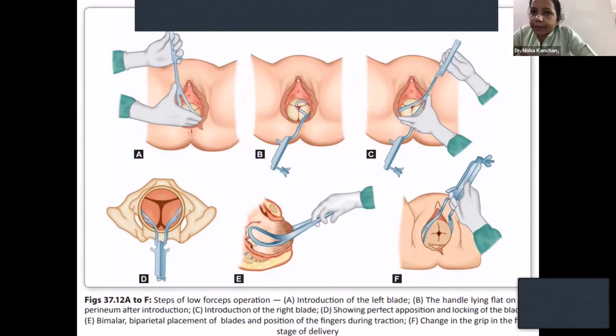Now the second picture B, the left blade is applied. That is where the blade is going to be inside. And now the forceps is resting on the perineum. So this is when it is correctly applied. This is what it is going to be. So the left blade is called the lower blade, because above that comes the right blade.